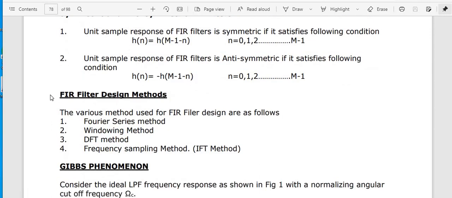Then how do we obtain the FIR filter designing method, students? First is by using the Fourier series method. Second is the windowing method. This is the most important thing we are dealing with in this chapter. In this chapter we are completely understanding the windowing method only.